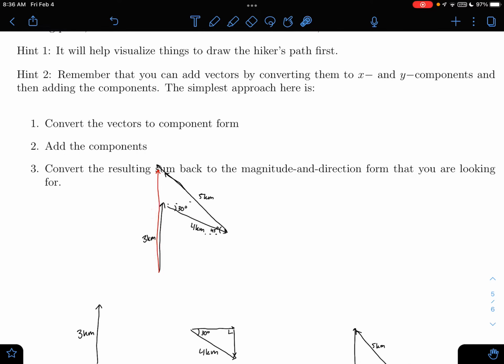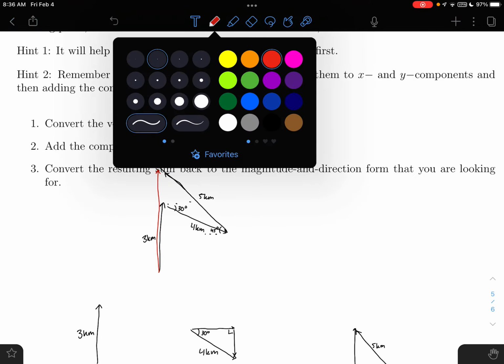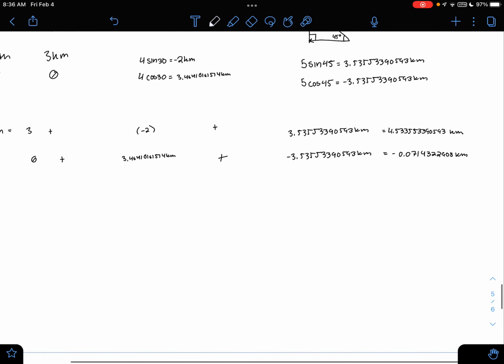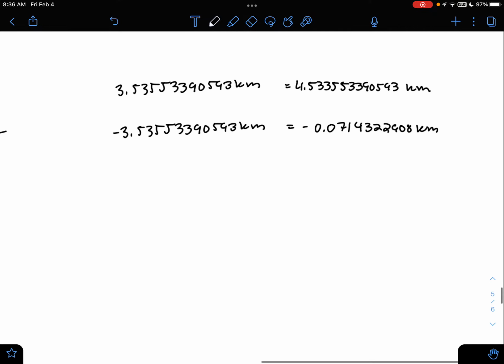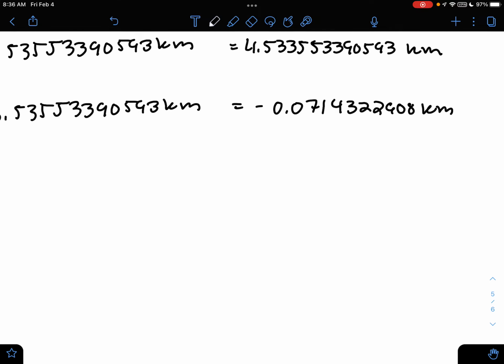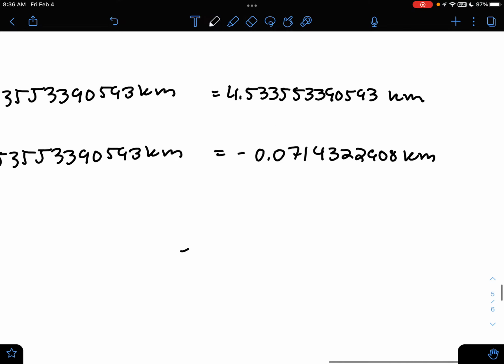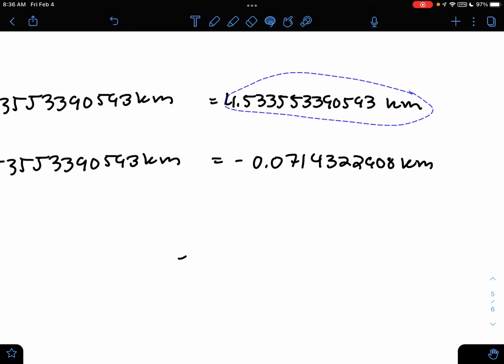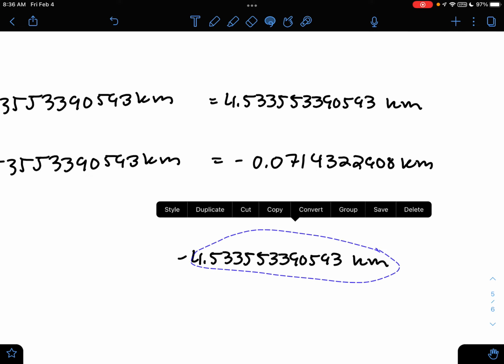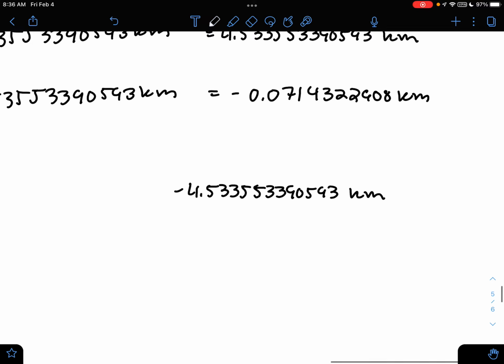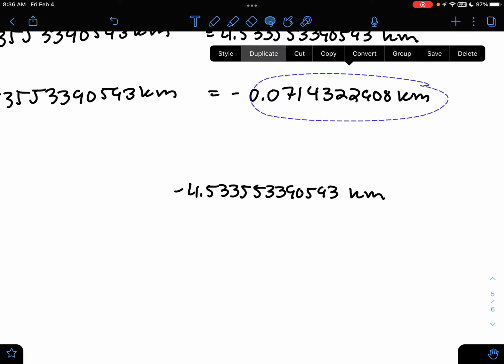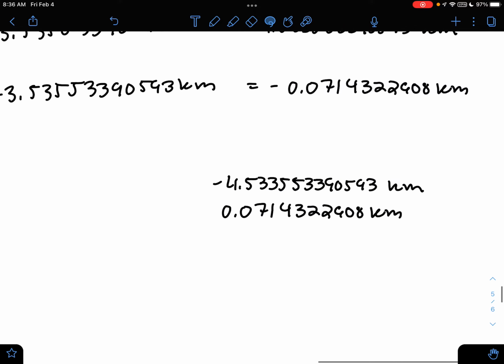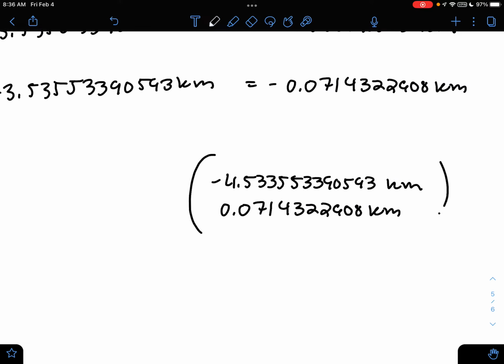So we're going to flip the direction of the vector, which just means we're going to be going positive in the east and negative in the north, right? So really we're going to have negative 4 point whatever north and positive in the east. So now we have our two components of our vector.